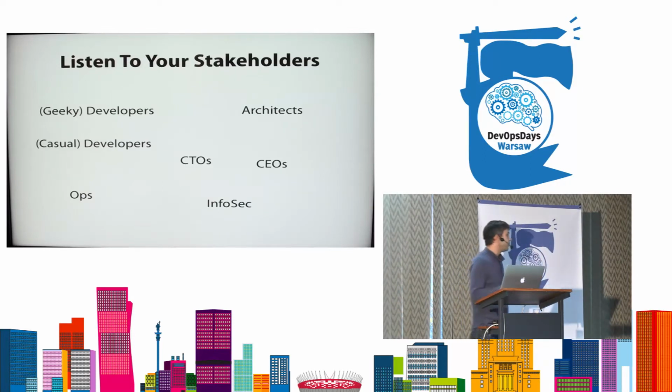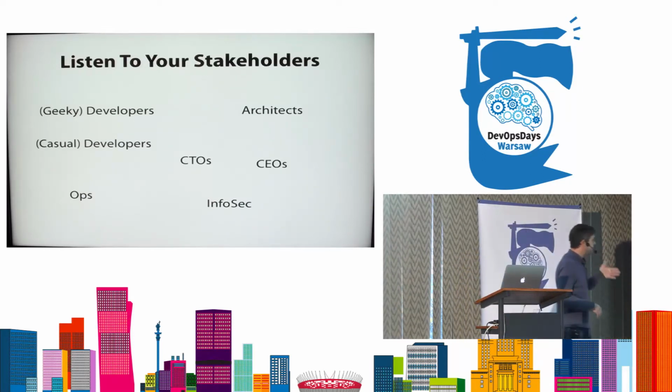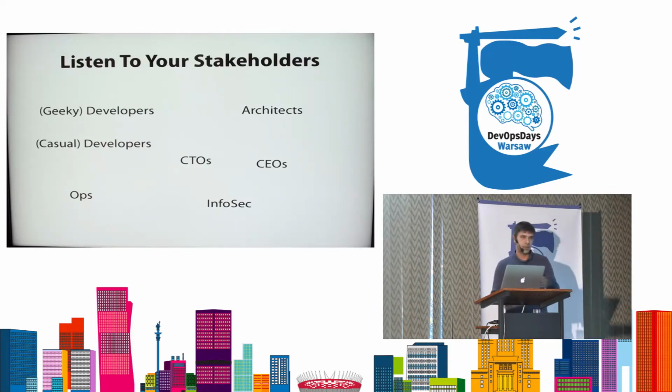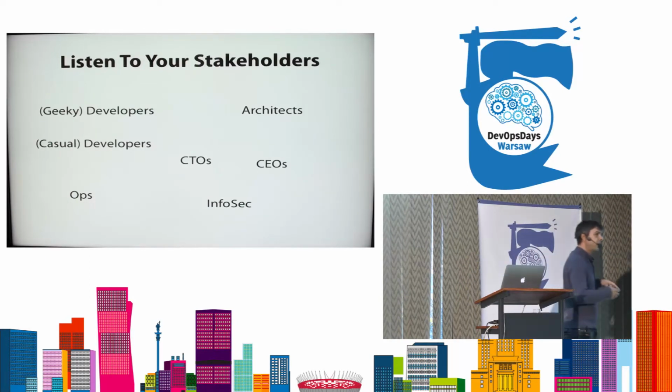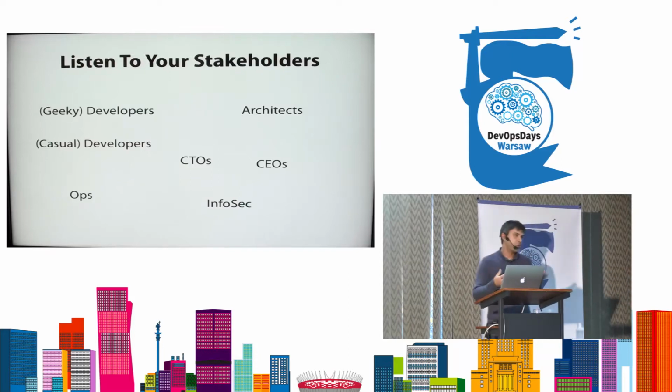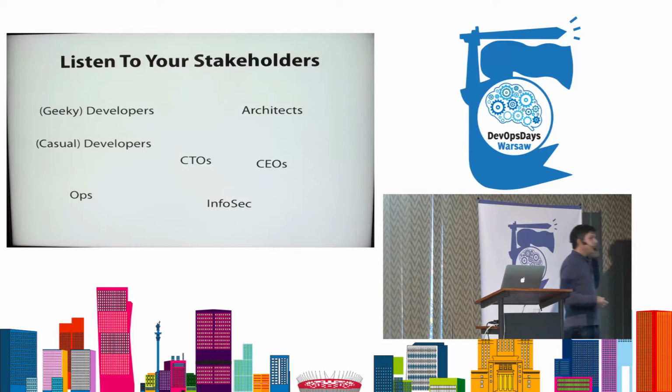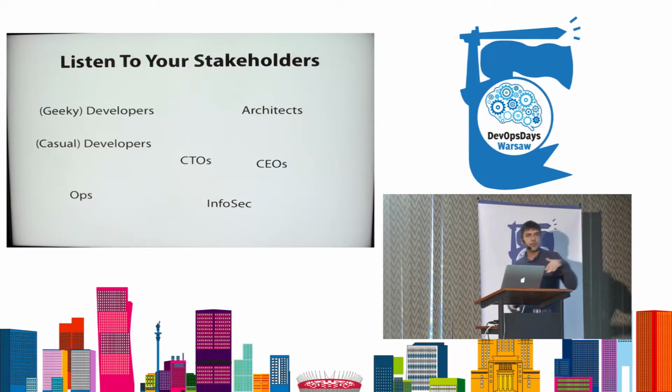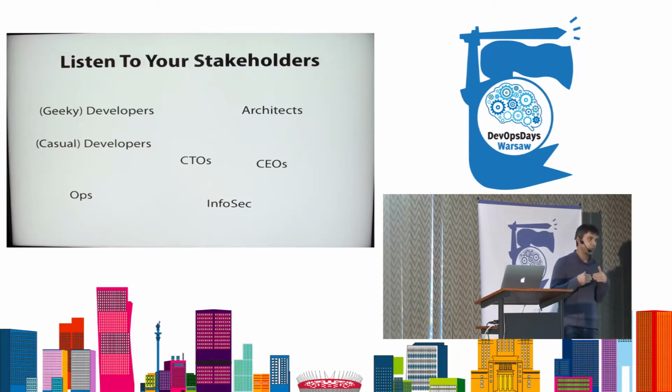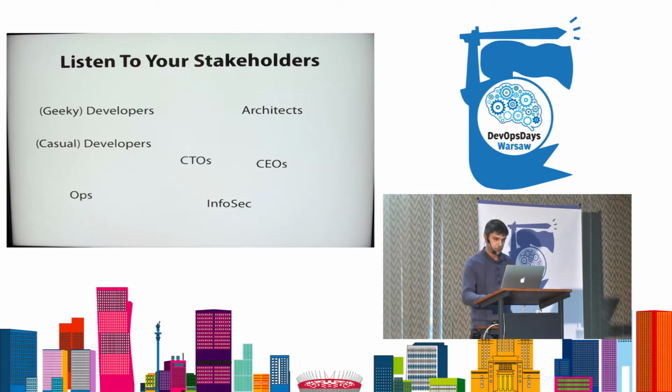So we have to listen to all of them. We have to listen to CTOs and CEOs because they are the ones who pay for the product, so they have to like it. We have to think about the architects because we are introducing a new kind of architecture, so the architects have a say on this. We have to think about the guys from security, the ops guys, the geeky developers, and also the casual developers, because one of the main goals of our platform is to lower the barrier to entry for people who want to build web or mobile applications.